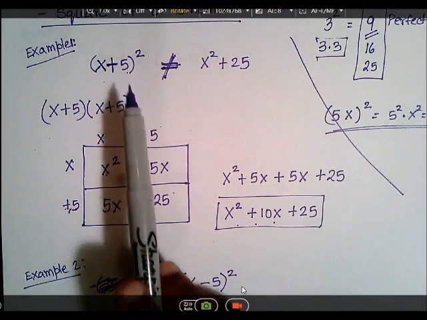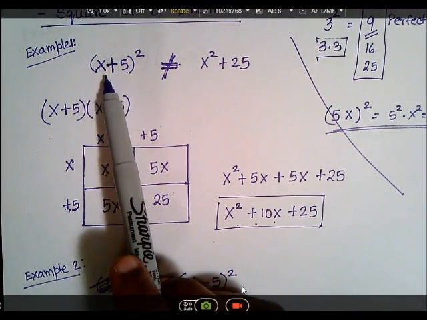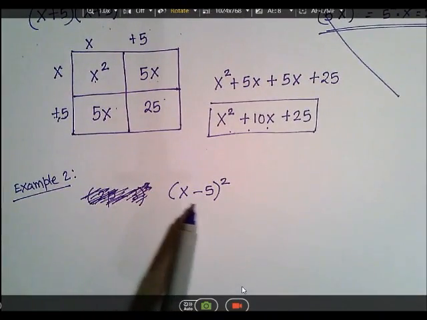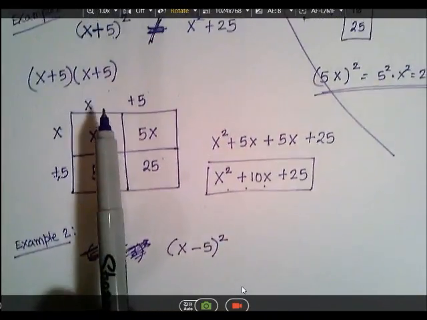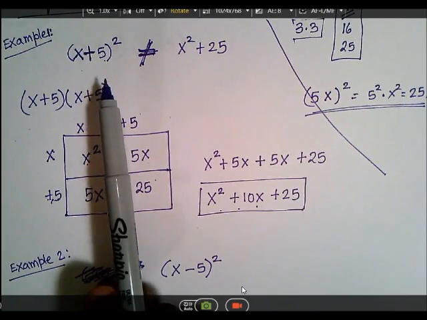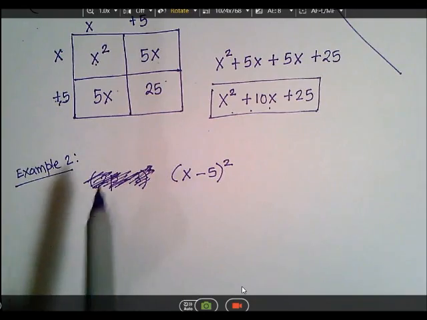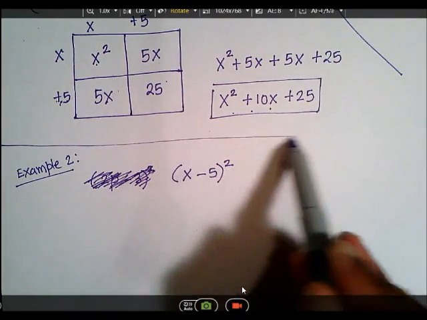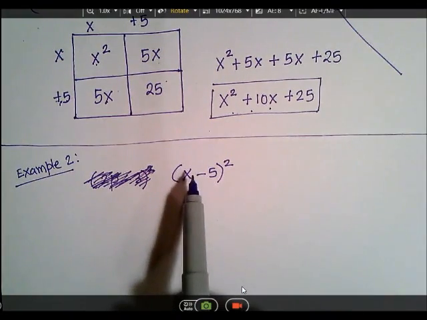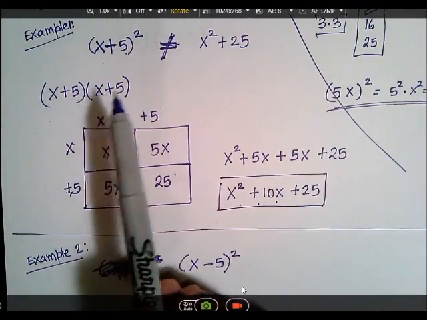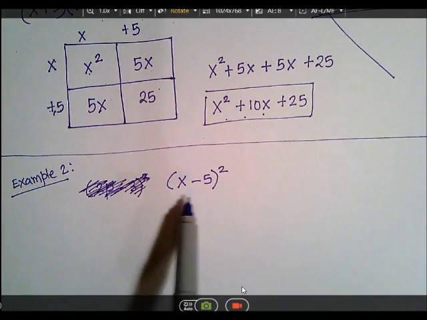So my binomial could be an addition, meaning the two terms could be added, or the two terms could be subtracted like this. So it could be x plus 5 the whole square, or it could be x minus 5 the whole square. So this is example number 2, where I'm going to be squaring a binomial which is not a sum of two terms, but a difference of two terms.